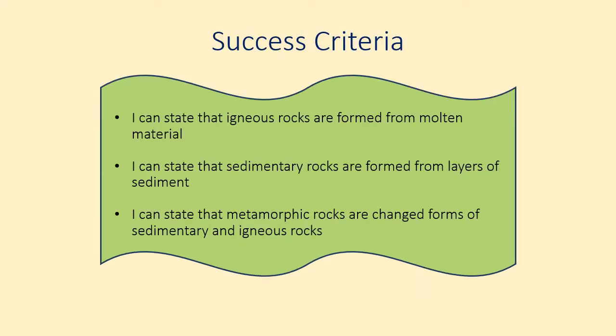So specifically, state that igneous rocks are formed from molten material. Sedimentary rocks are formed from layers of sediment, and metamorphic rocks are changed forms of sedimentary and igneous rocks. So metamorphic rocks are rocks that have been transformed.